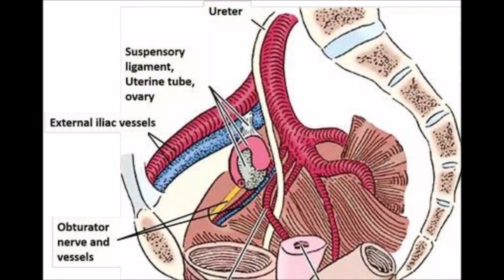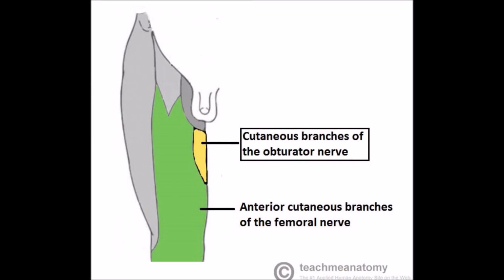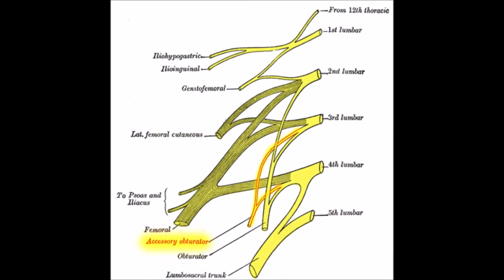As it lies in close proximity to the ovary, being separated only by the parietal peritoneal lining, pain from the ovary may be referred to the skin on the medial side of thigh. An accessory obturator nerve may also be present.